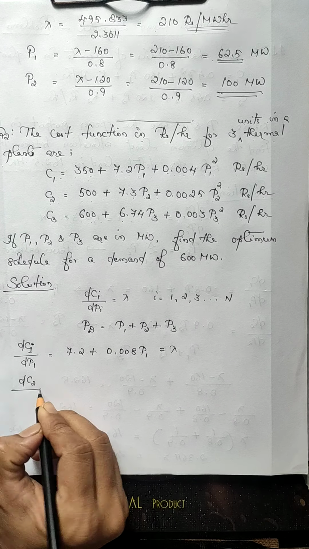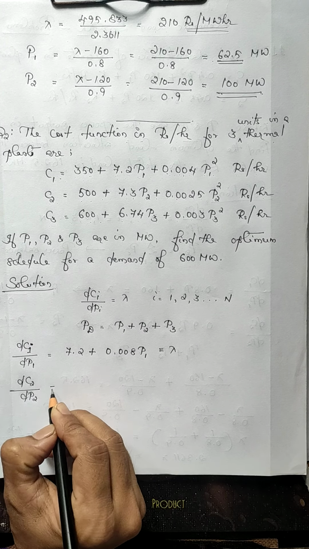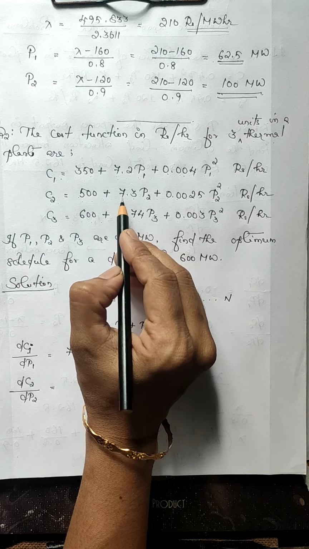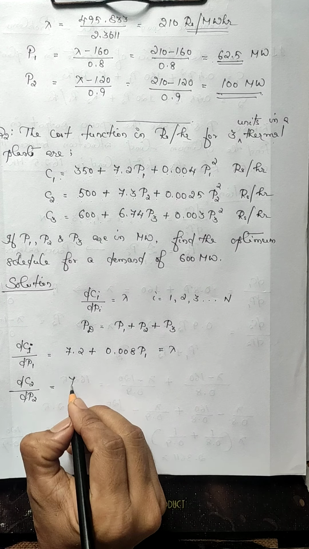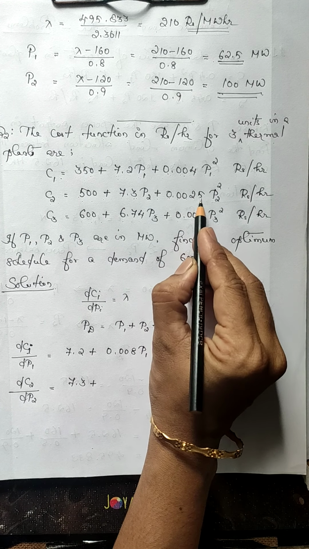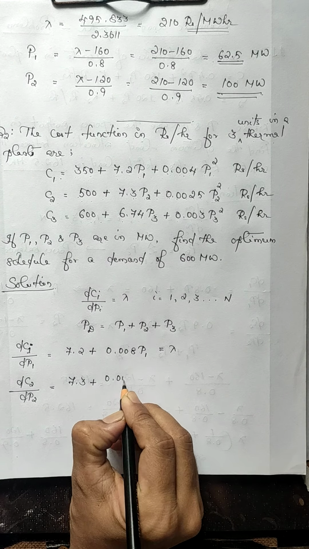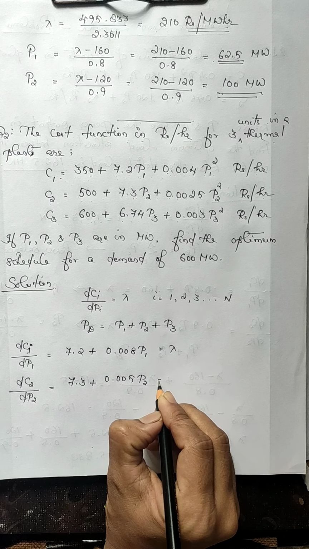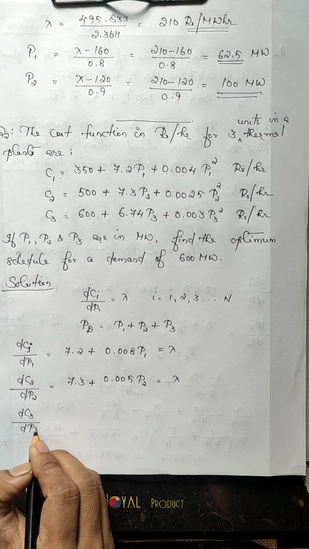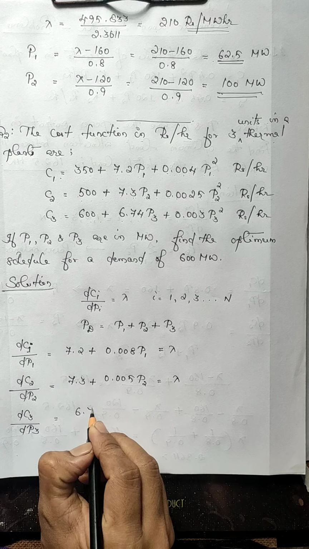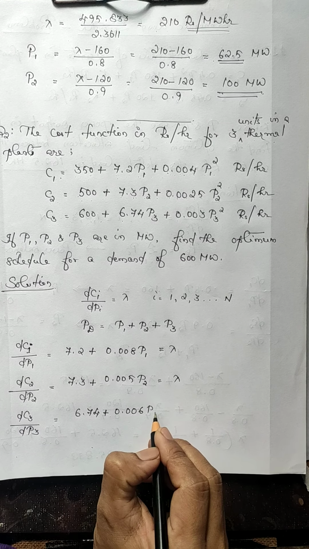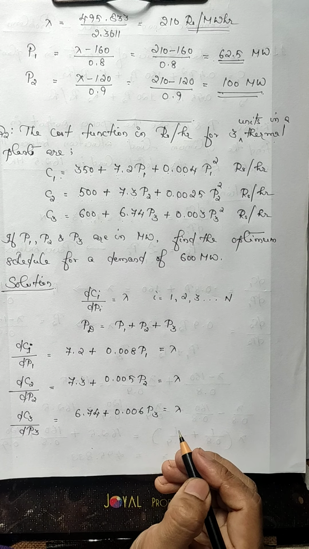Similarly, dC2 divided by dP2, which is equal to 500 is constant, so derivative is 0. Derivative of 7.3 P2 becomes 7.3 plus 2 into 0.0025 into P2, that is 0.005 P2, which is also equal to lambda. dC3 by dP3 can be written as 6.74 plus 0.006 P3. So this is also equal to lambda.